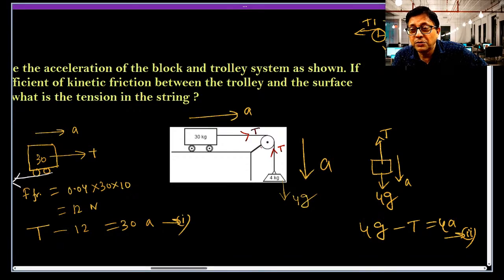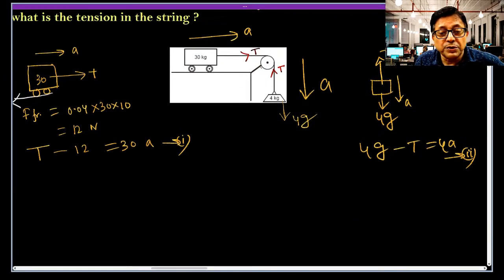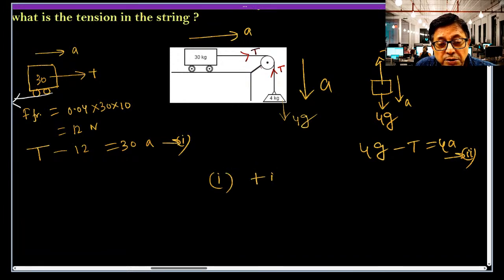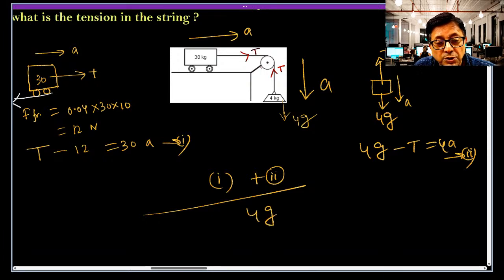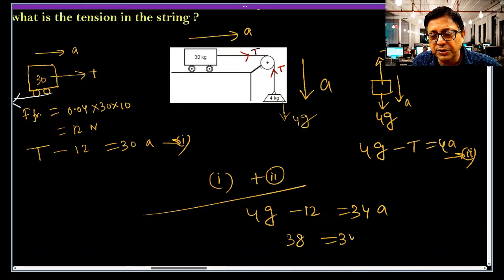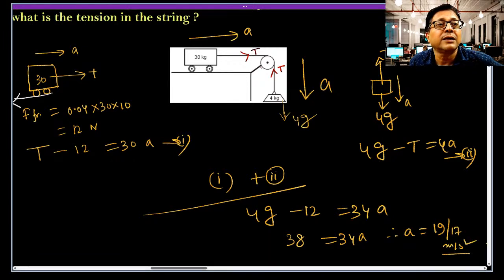Clear? Now solve 1 and 2. Adding 1 and 2. Just add 1 and 2. 4g minus 12, 34. My God. What can I do? It is 12, no? Make mg. This is 40. 38 equal to 34a. So a is 19 by 17 meter per second square.